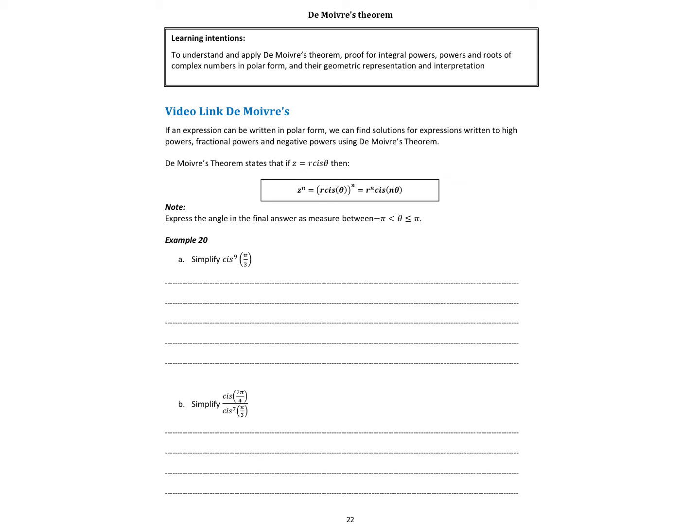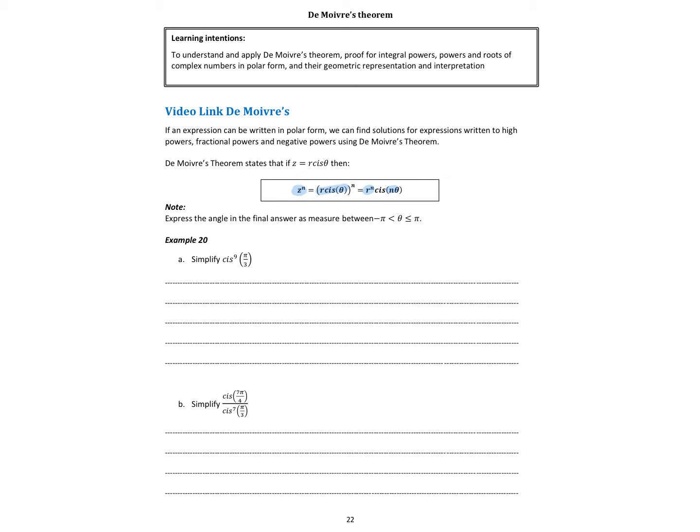Okay, so de Moivre's theorem is a way in which we can manipulate powers of complex numbers that are already in polar form. The key component of the whole thing is if I raise any complex number in polar form to a power n, all we need to do is raise the magnitude, or modulus, of the complex number to the power of n and multiply the angle by n as well.